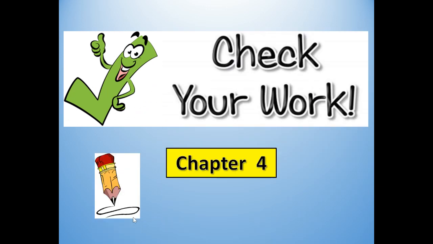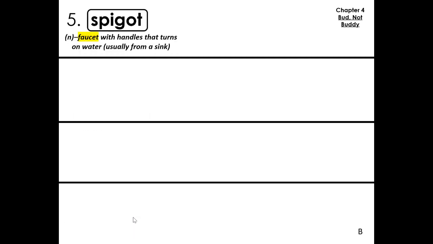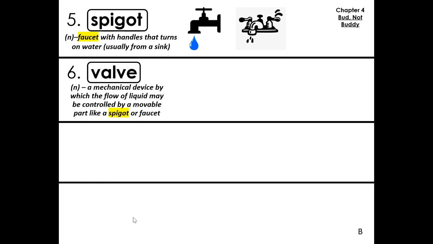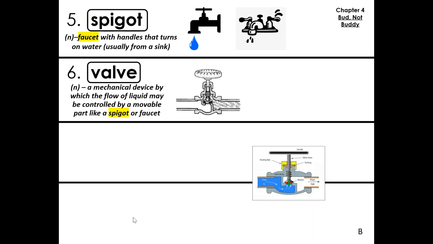All right, so let's check your work. Like I said, we show you all the words at the end. Number 5 is spigot. A faucet with handles that turns on water, usually from a sink, spigot. Number 6 is valve, a mechanical device by which the flow of liquid may be controlled by a movable part, like a spigot or a faucet.